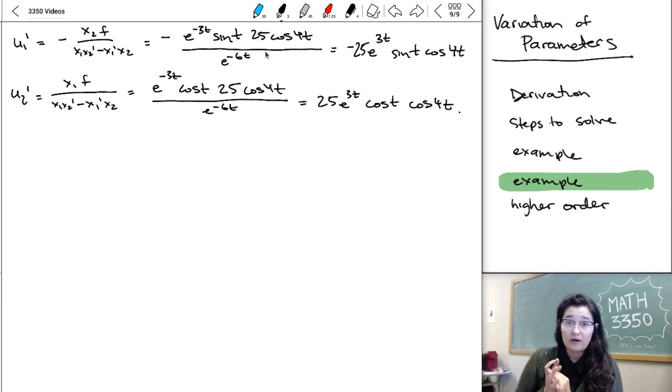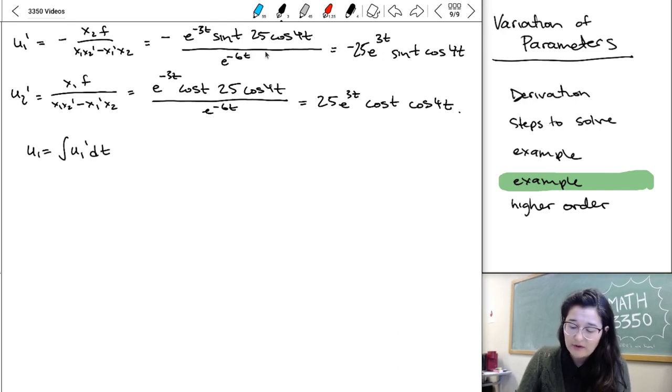From here, we would go ahead and integrate, and because we have products of trig functions, we would have to use special trig substitution to get our integral. Watching me do that is not a good use of your time. I will not give you exam questions where you need to remember tricky trig substitution. So I'm just going to go ahead and tell you that we need to remember that this is u1, u2 prime. I must integrate to get u1, u2.